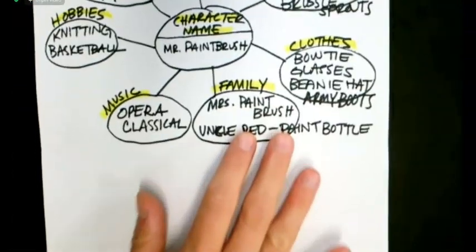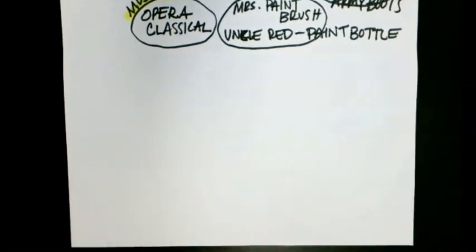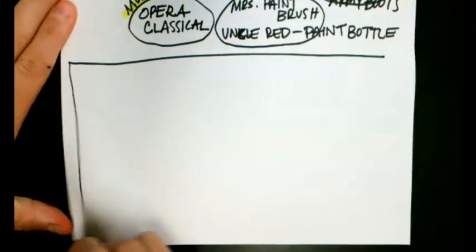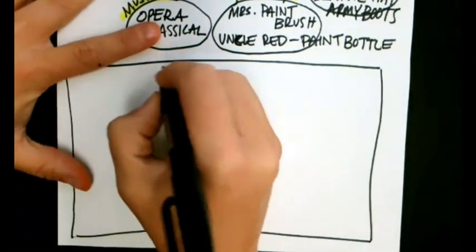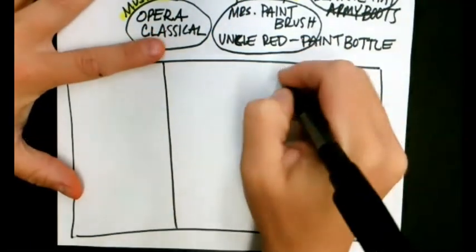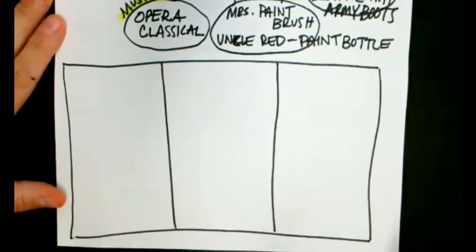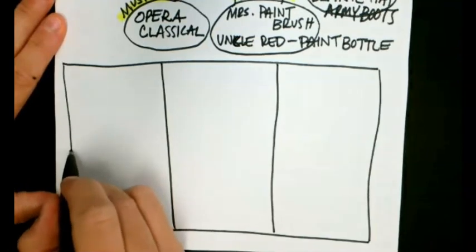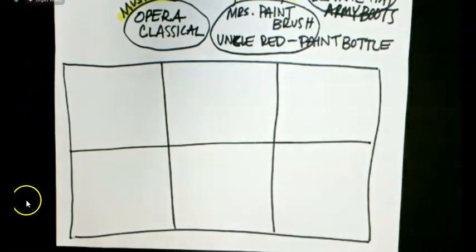Okay, so now at the bottom of the page, or if you have to use a new piece of paper, you're going to draw a large box like this. And you're going to divide it in 3 even-ish sections. Mine are not equal. Notice I'm not using a ruler. I'm just kind of going like this. Okay, so 3 columns, and then slice it right across the middle, so now you have 6 boxes.